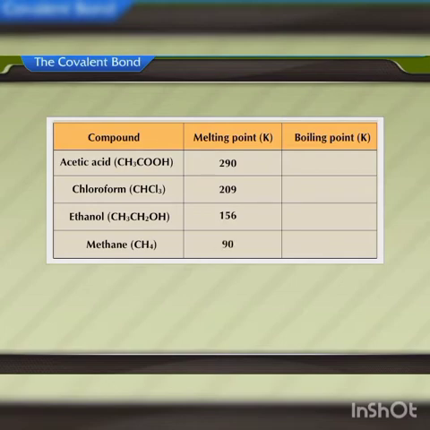The boiling point of acetic acid is 391 Kelvin. Chloroform is 334 Kelvin and ethanol is 351 Kelvin. The boiling point of methane is 111 Kelvin.